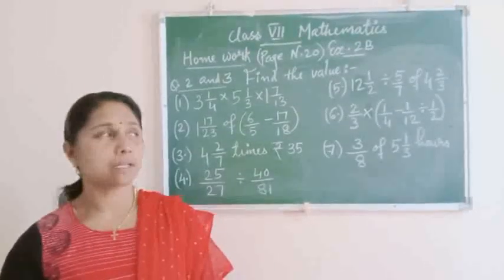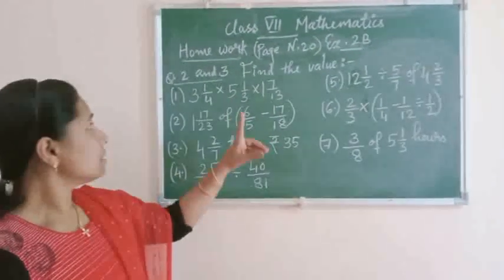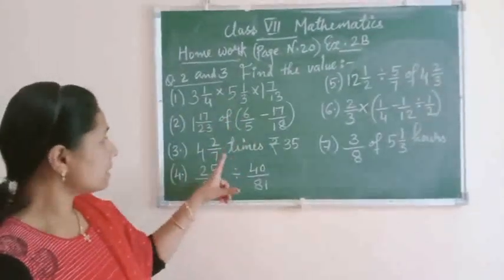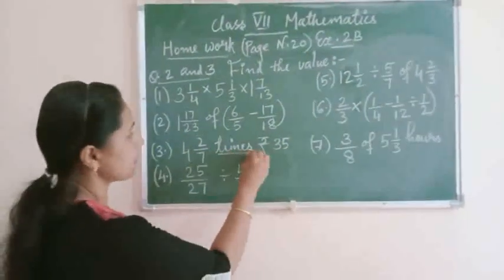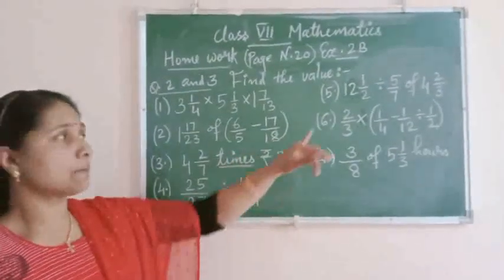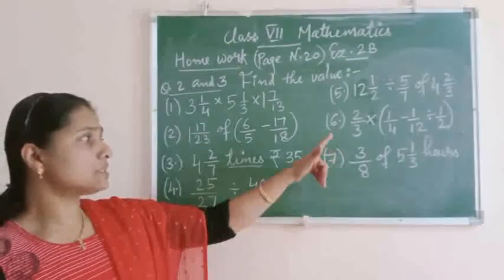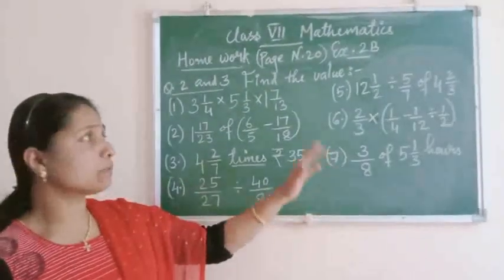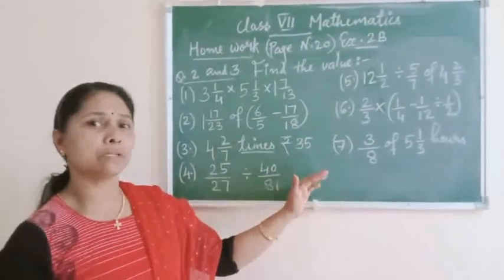Let us stop here. Now this is today's homework. 7 questions I have given here. And these are multiplication questions. And here this one, see in the third question, 4 2 upon 7 times. Times means you have to do the multiplication only. And the division and multiplication questions, I have already explained how to do. So you have to do these 7 questions in the notebook plus the 4 questions I explained. 7 plus 4, 11 questions you have to do in the notebook.